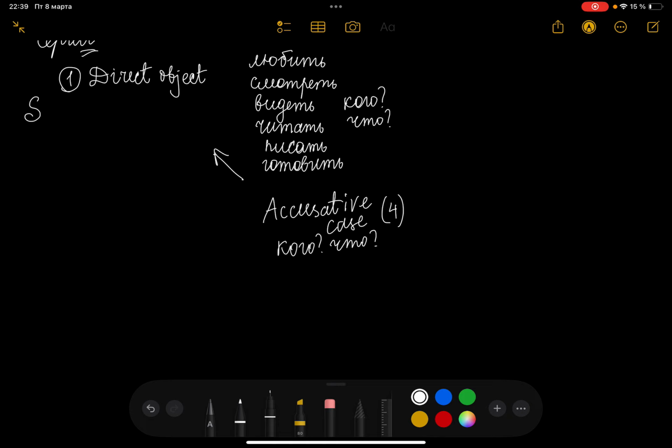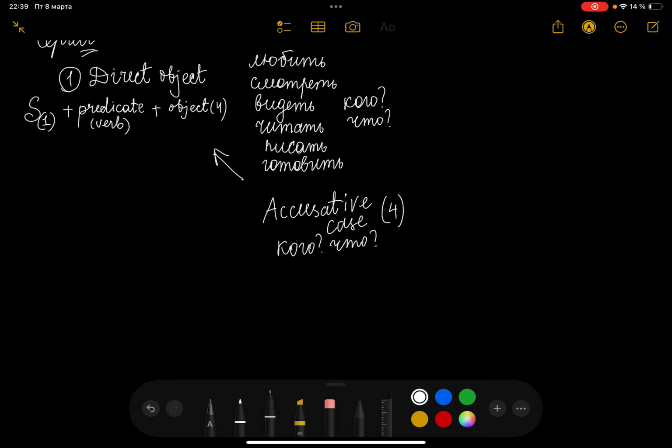What will be the structure of the sentence? So we start with subject, which comes in nominative case, it's dictionary form. Then we use predicate. Predicate, here it will be a verb. And after it, without any preposition, we will use object in accusative case.